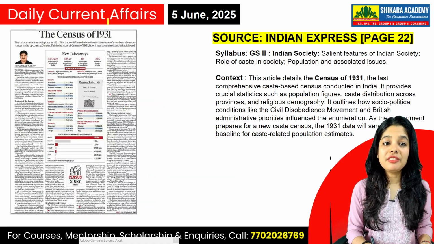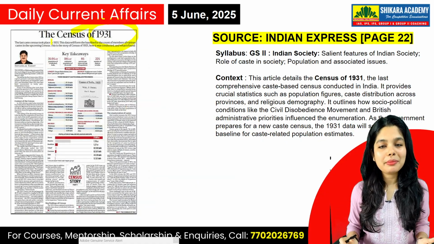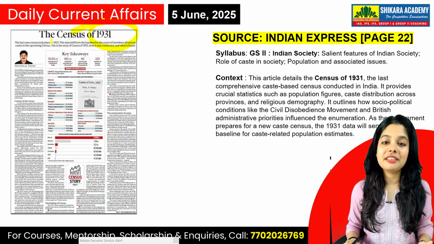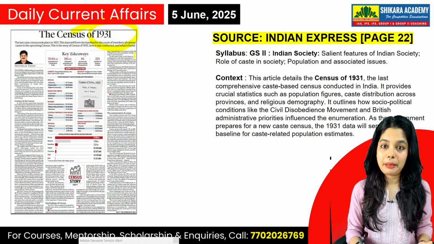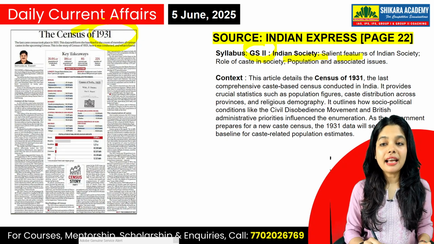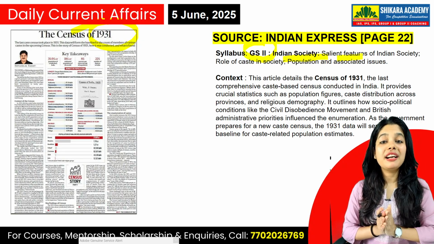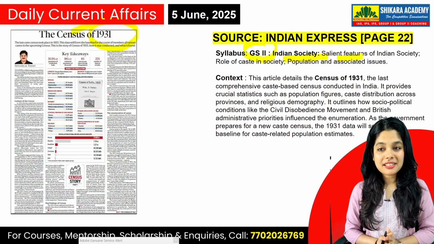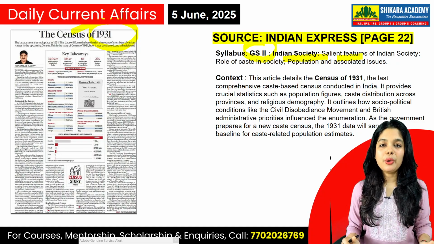Now, the census of 1931. Why are we talking about the census of 1931? This is your GS paper 2 topic, my dear students. Indian society: salient features of Indian society, role of caste in society, population and associated issues. So in GS paper 2, the census.